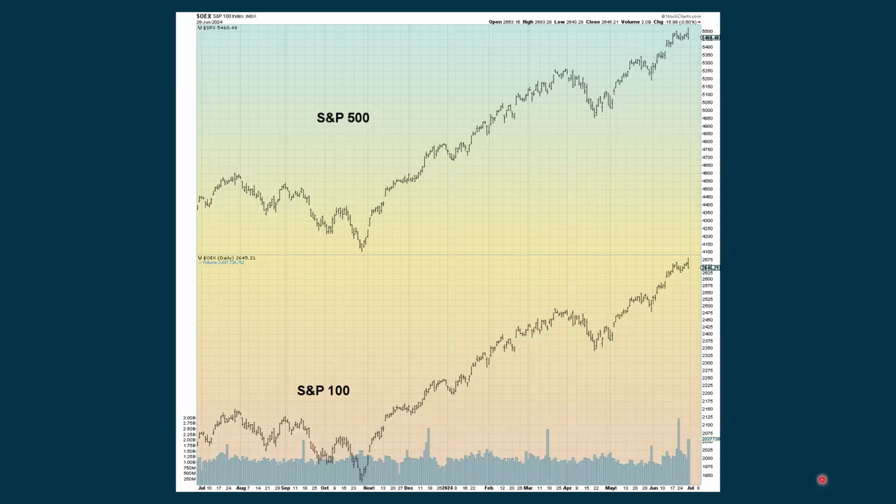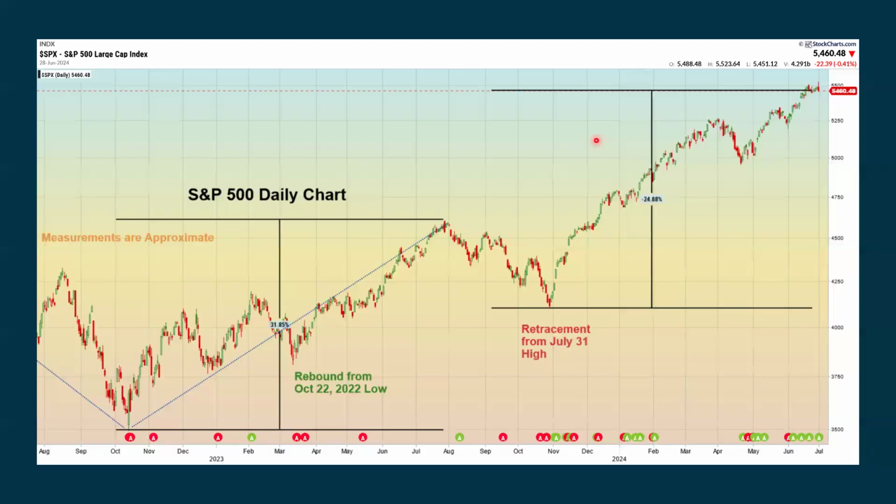Then we look at the S&P 100 on the bottom and compare it with the S&P 500 just to see if we're seeing any kind of negative divergences here. And the S&P 100 is still leading the S&P 500, and that's just meaning that the big stocks are leading the rest of the market.